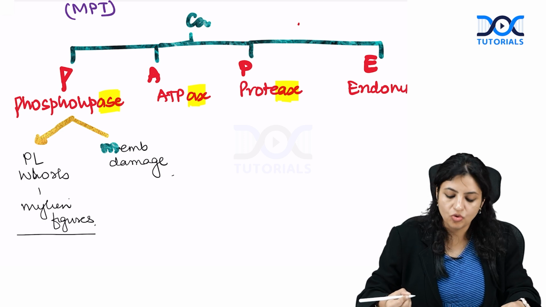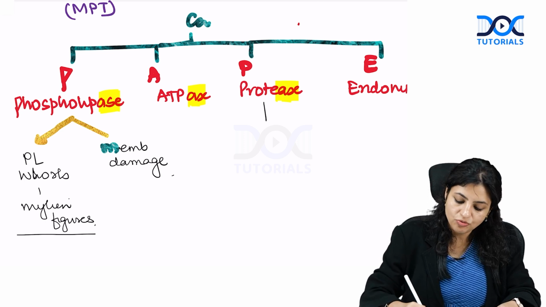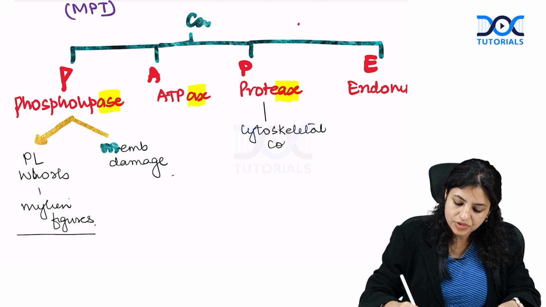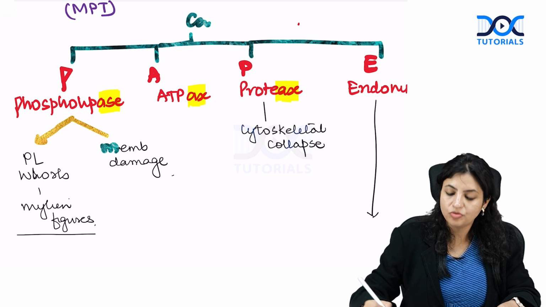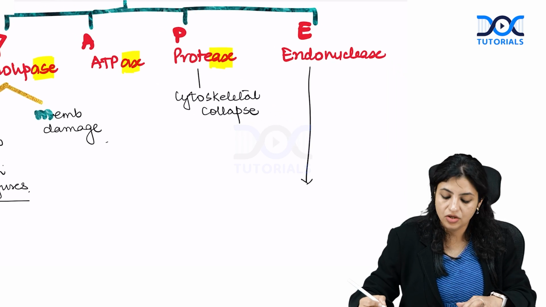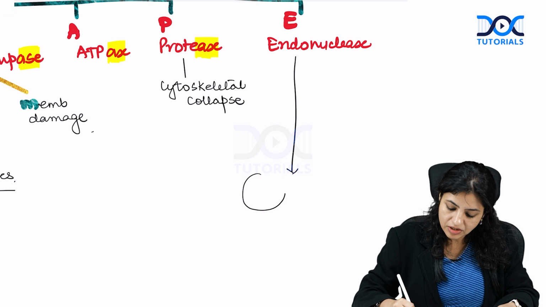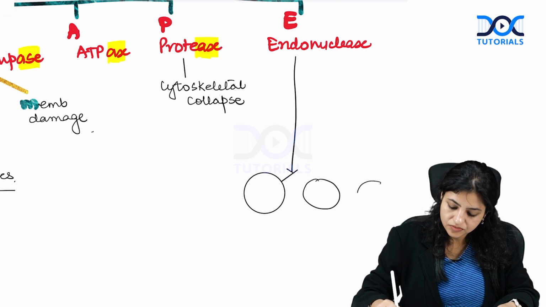ATPase is going to break down more ATP. Protease is going to break down the protein. So all your cytoskeleton is formed of protein, so this will cause cytoskeletal collapse. Now endonuclease is going to break the DNA of the cell. So how does it break? It breaks in 3 steps.